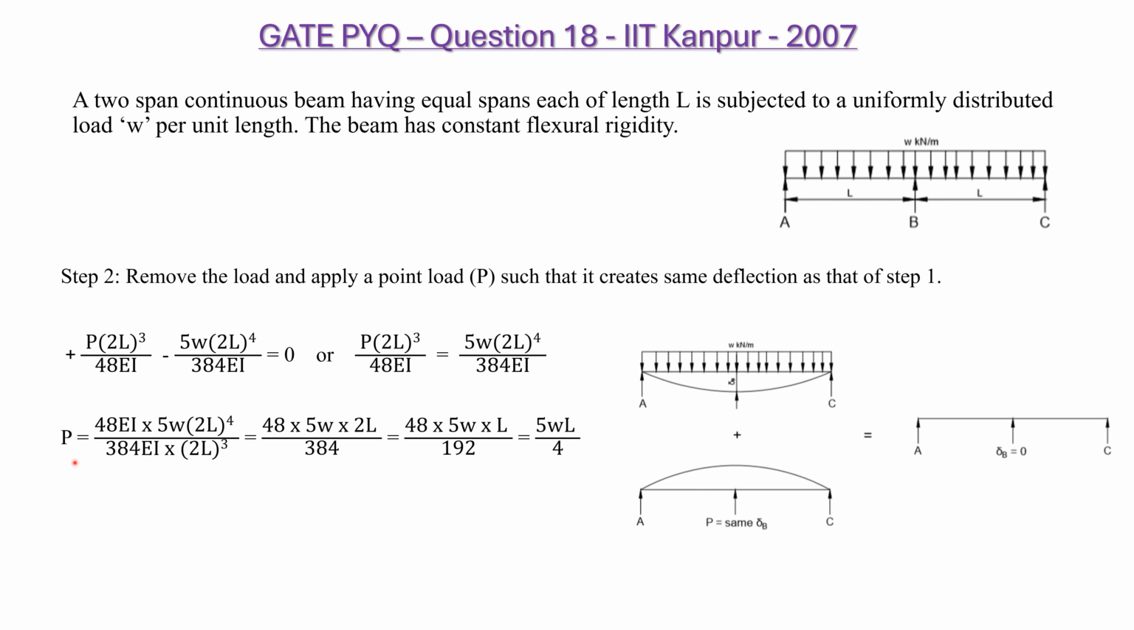Therefore, I need to apply a load of 5WL/4. Then it will produce equal deflection as that of the first case. Therefore, our reaction here is going to be equal to 5WL/4. That is nothing but the reaction at B, which is the answer for our question number 1. Again, option C. This is the exact same answer we got from our method number 1. Now let us solve question number 2.